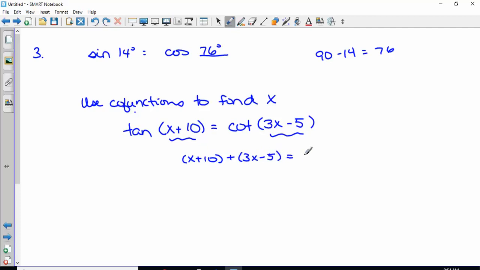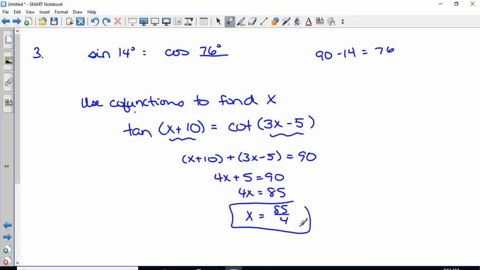So this is kind of two ways I might ask the question. I might give a fill in the blank, or I might set one up and say, okay, what does the variable have to be? So 4x would be 85, and x is just 85 over 4 in that case. So cofunctions aren't necessarily difficult, but you have to remember what's left in them. Alright, is that one okay?